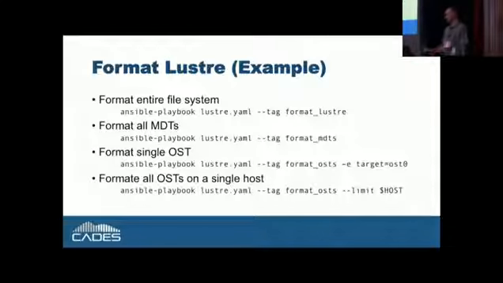To format the entire file system, give it the tag format Lustre. And so then the plays that format the MDTs, as well as the ones that format the OSTs, those all get run. You could also just limit yourself to formatting all the MDTs by specifying a different tag. If you want to format a single OST, specify the format OSTs tag, and then give the additional -e option, say target equals OST0. So you're only formatting that one specific OST. Or if you want all OSTs on a single host, instead of using -e, use the limit, give it a host name, and all the OSTs on that host would be formatted.